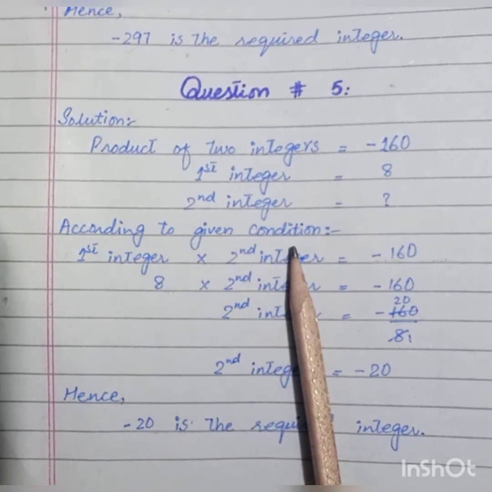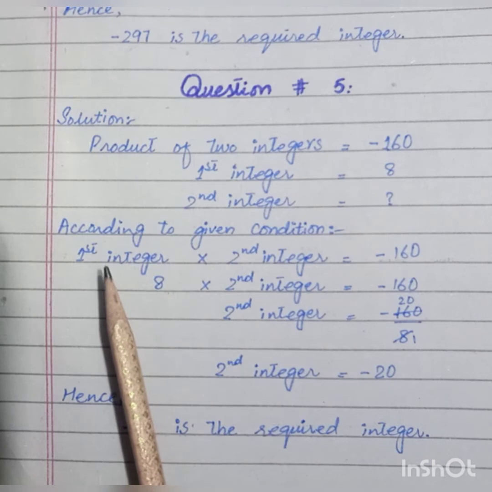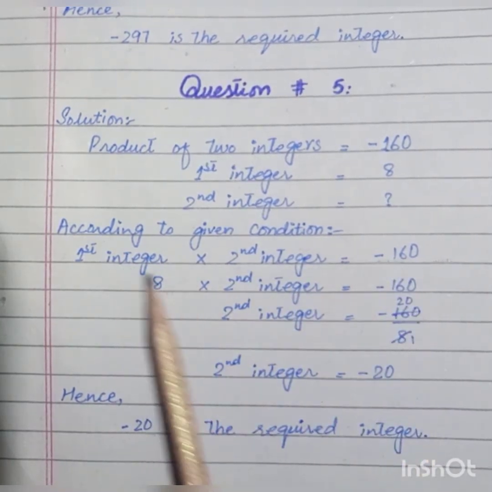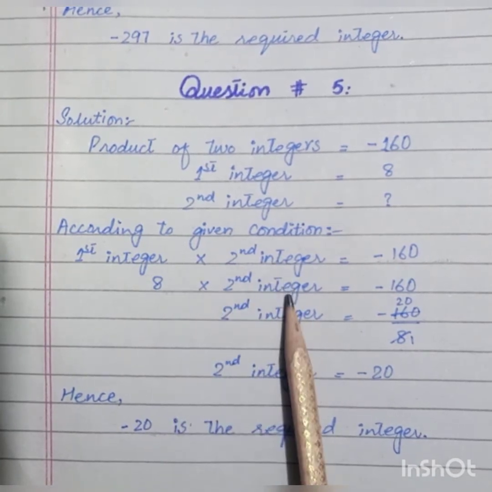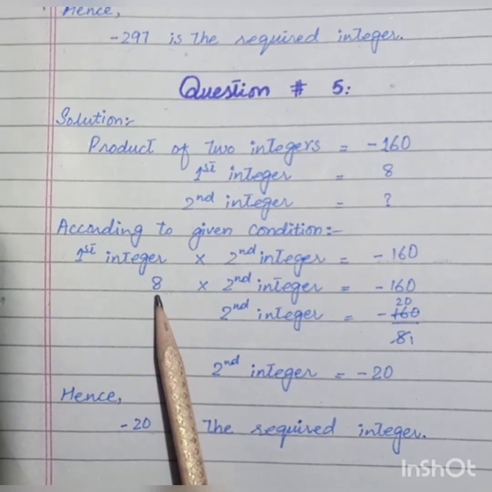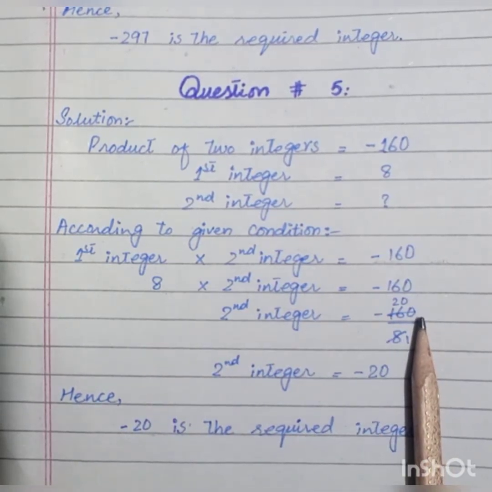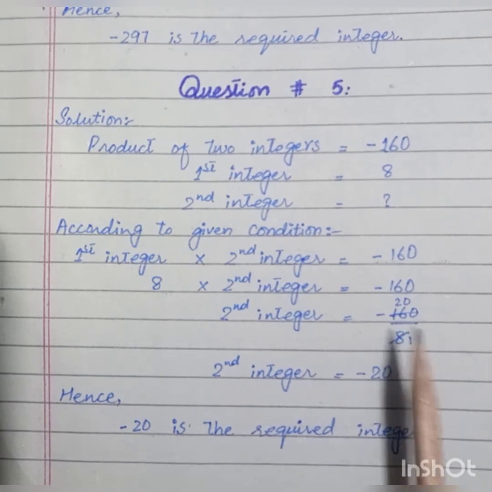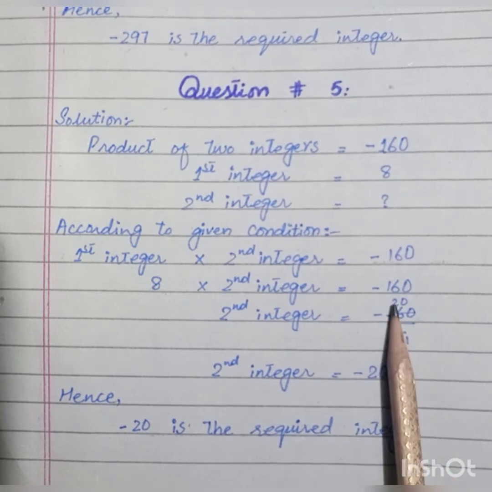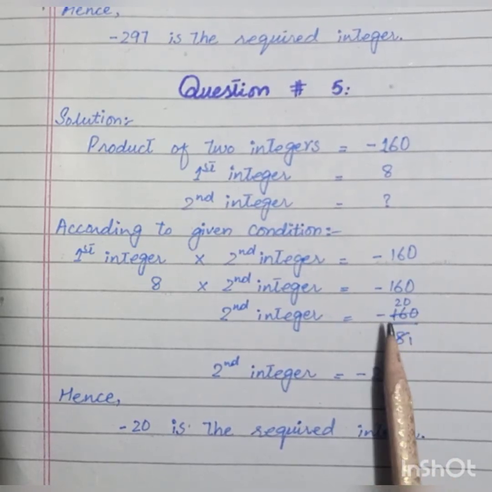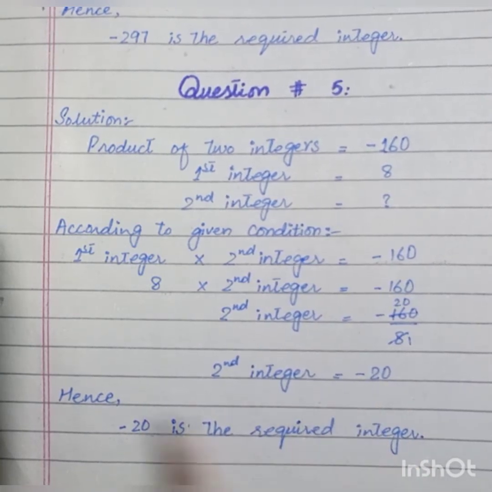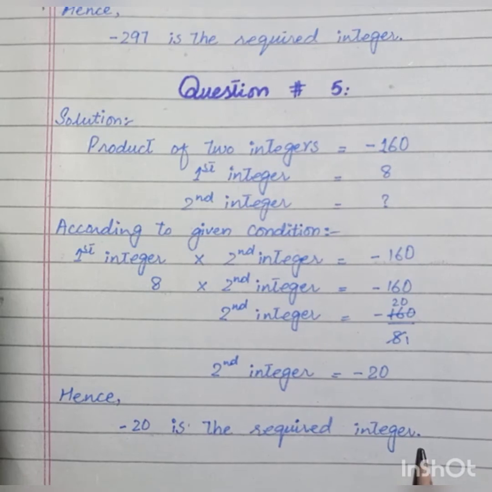So according to the given condition, the product of two integers, meaning first integer and second integer, is equal to minus 160 and the first integer is given, that is 8. The second integer we have to find. सो स्टूडेंट्स यहाँ पे 8 मल्टीप्लाई हो रहा है, इसे जब हम इस साइड पे लेके आएंगे तो यहाँ डिवाइड होगा. सो माइनस 160 डिवाइडेड बाई 8. As 8 1s are 8 and 8 2s are 16, 0 will be as it is. Now by division the answer is minus 20 which is the second integer, hence minus 20 is the required integer.